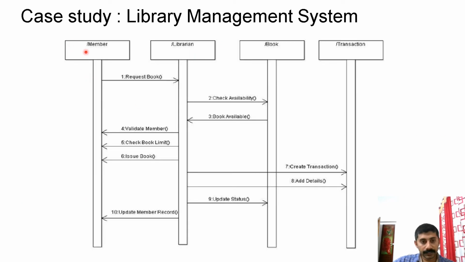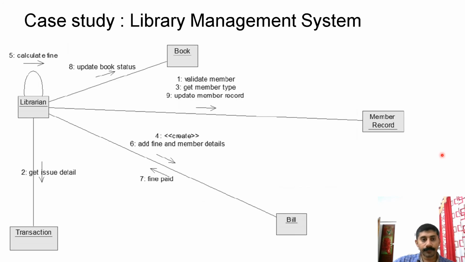Then that system can be represented using a sequence diagram. So the lifelines are member, librarian, book, transaction. You can see here request book thing is represented. Member is requesting for the book to the librarian. Librarian checks the availability of the book. Then book is available. Okay, based on that he can create the transaction. This is a sequence diagram for the library management system.